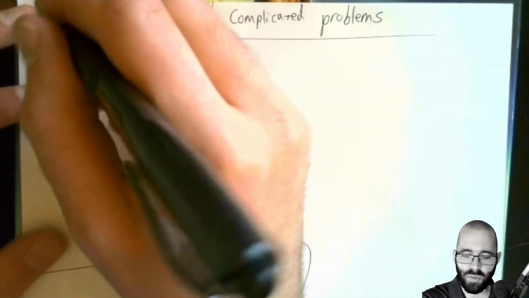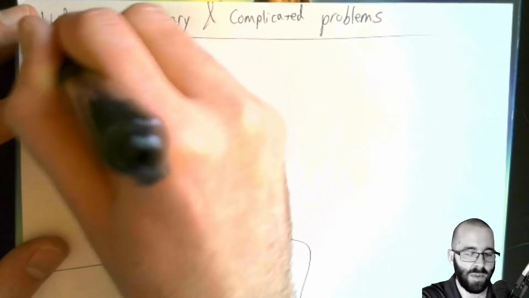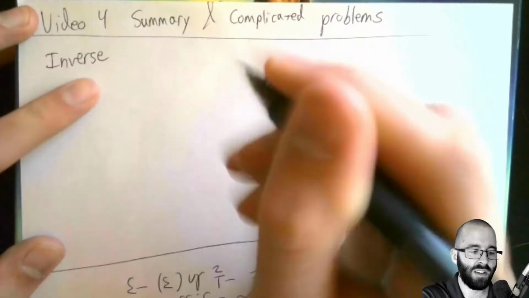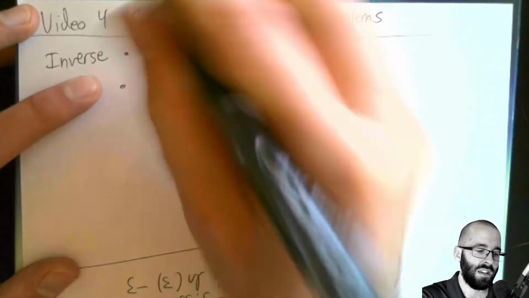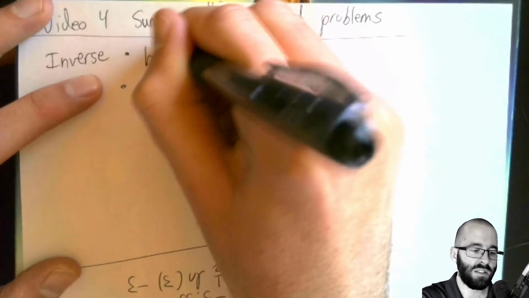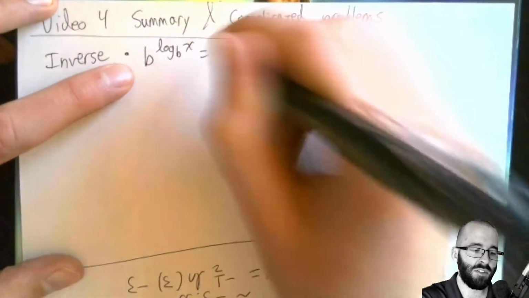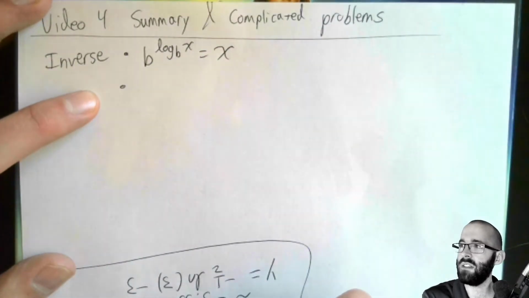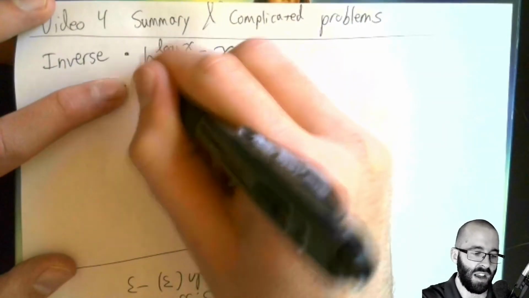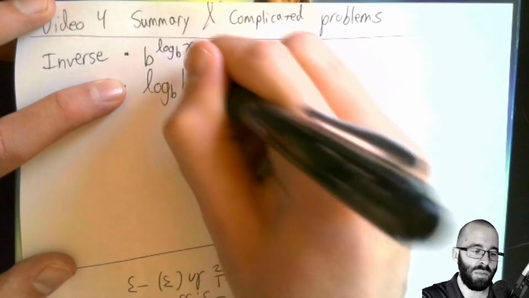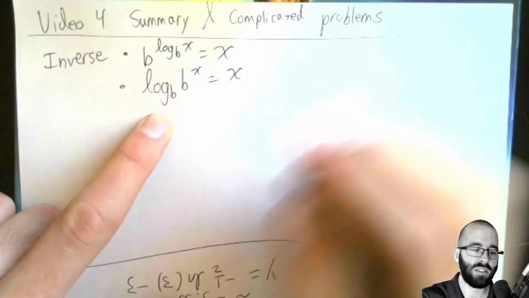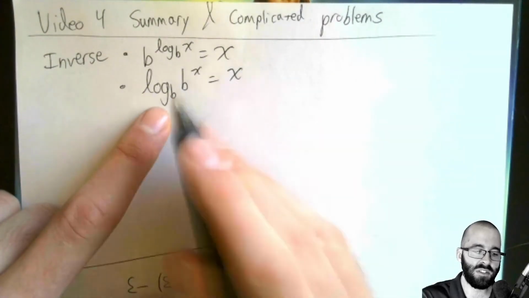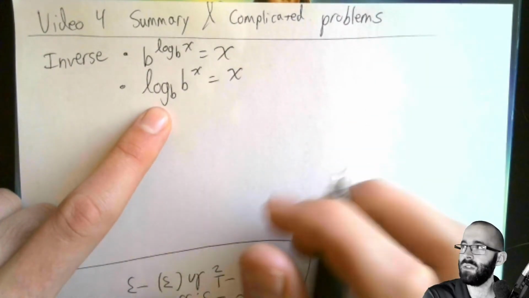Okay, so we talked about a bunch of formulas. Talked about the inverse property. This one was a double. There's two parts of this one. It says that if I have b raised to the log base b of x, they're inverse functions and they cancel to x. And if I have it the other direction, log base b of b to the x, those cancel as well. We just get x. So there's just some ways to simplify logarithms.